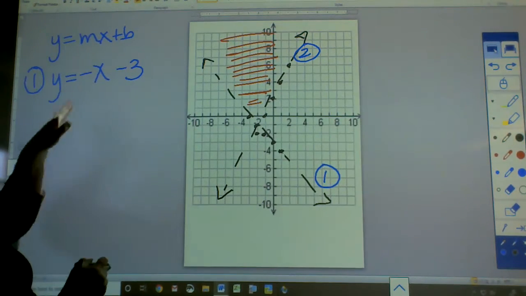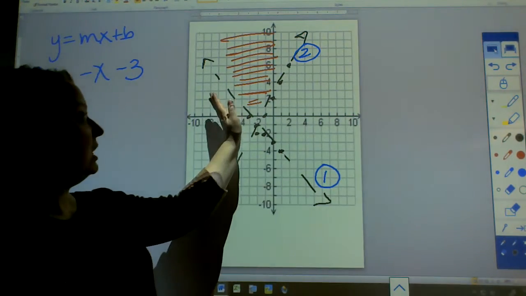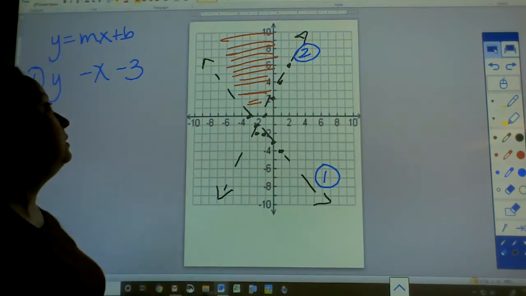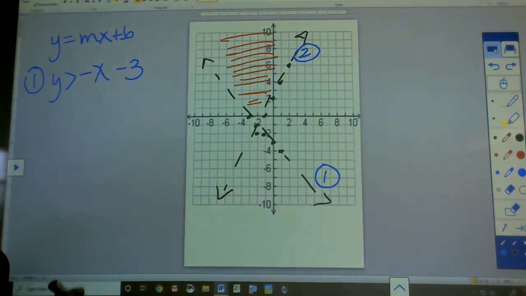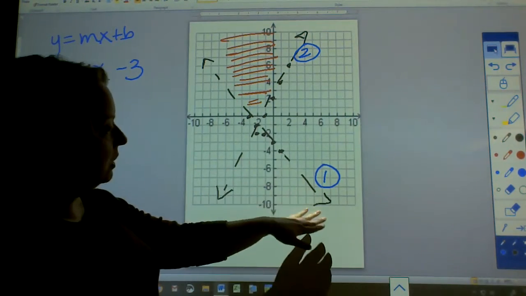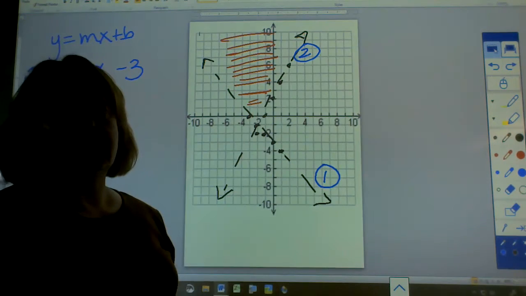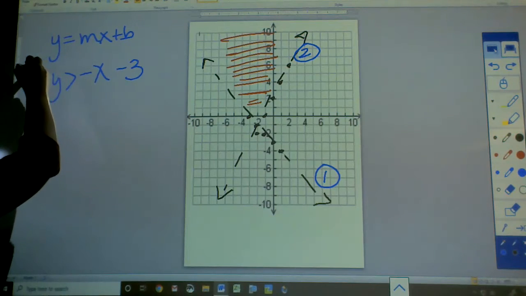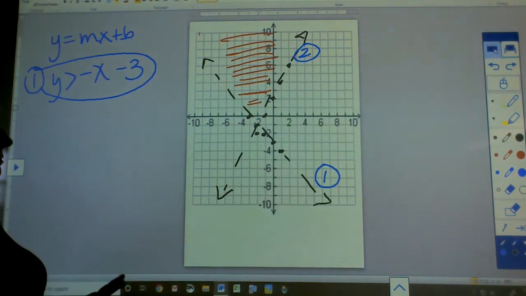Okay, but we're not going to put an equal to sign here because we have to look at where the shading is. Well, the shading is above the line, so we're going to put greater. And then we have to see, okay, do we put a line underneath of it here? Well, it's dotted, so we don't need the line. And so this will be your first inequality of the system.